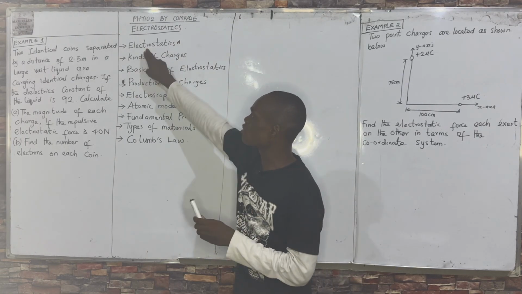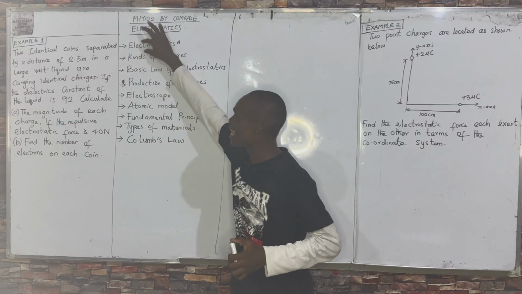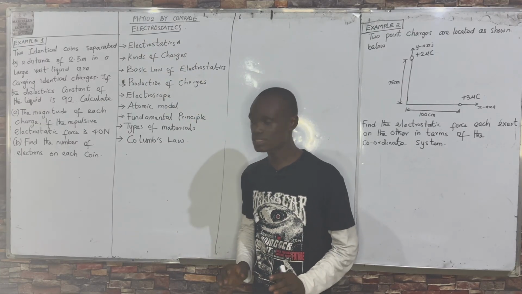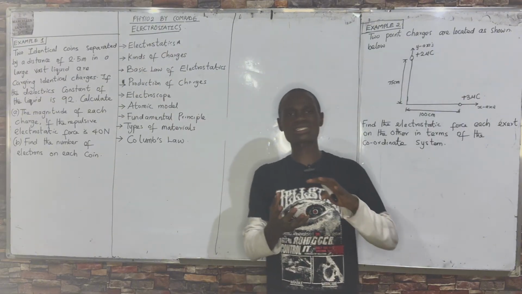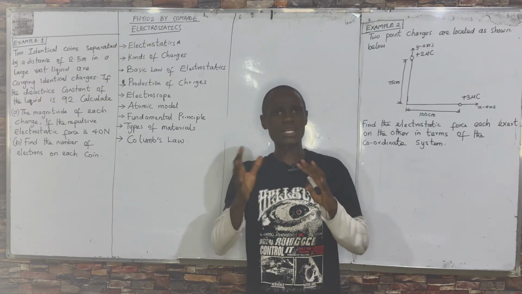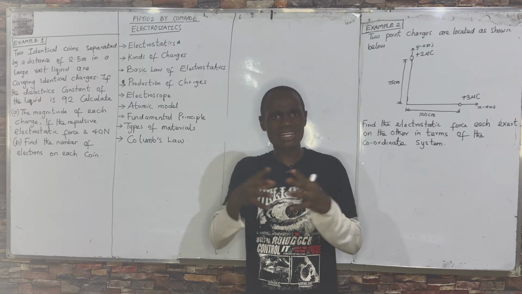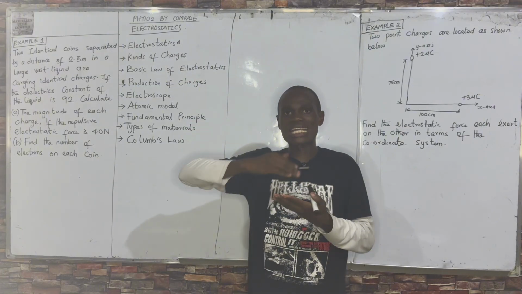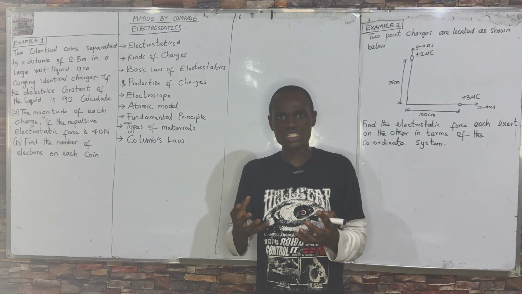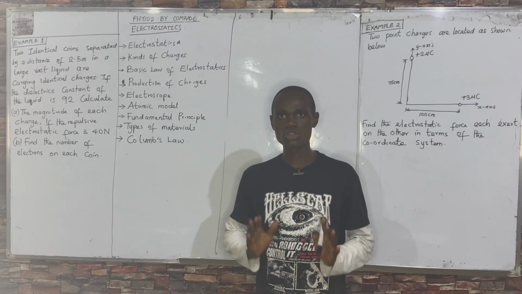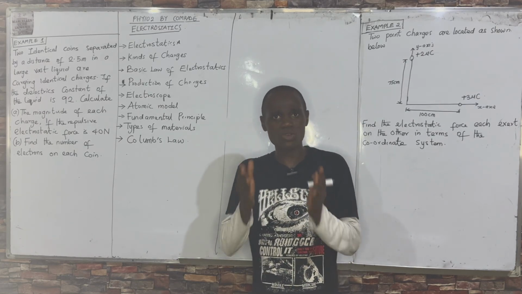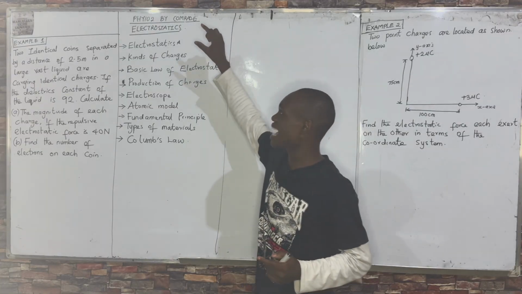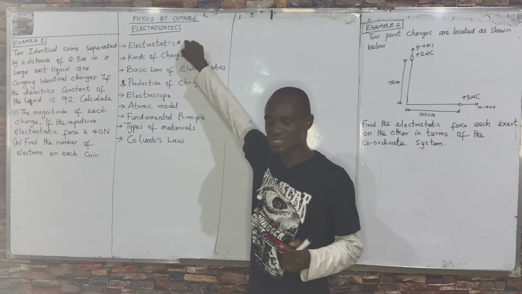From the words electro and statics, electro means electron, statics means at rest. If you combine them, electrostatics is the aspect of physics that deals with the interaction of charges at rest, meaning it tells you the behavior of charges when they are at rest. So please do not forget: the branch of physics that deals with the interaction or behavior of charges at rest is called electrostatics.